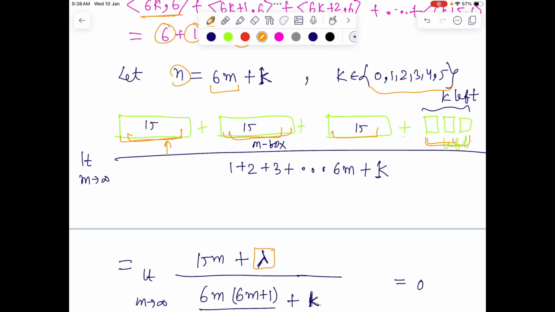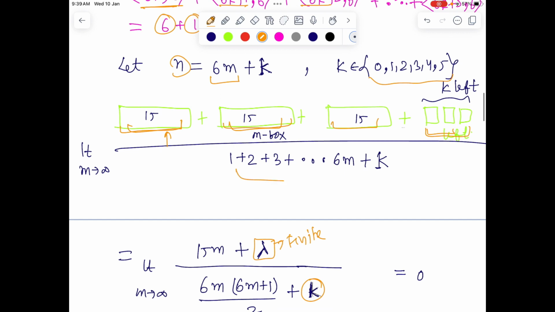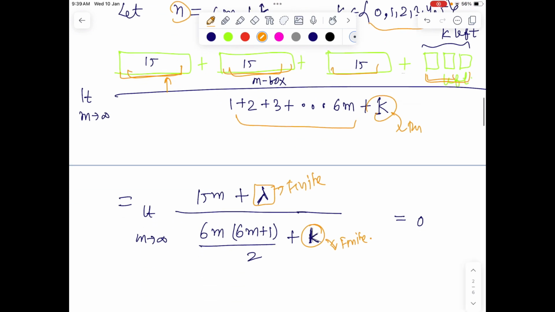So lambda can take a value of maybe 0, or 0 plus 1, or 0 plus 1 plus 2, or 0 plus 1 plus 2 plus 3, or 0 plus 1 plus 2 plus 3 plus 4, or up to 5. Anyway, this is a finite number, a small finite number, of course. And similarly, if n is 19, you will have 3 blocks of 6 plus 6 plus 6, and then 1 left over. So this is also a finite object.